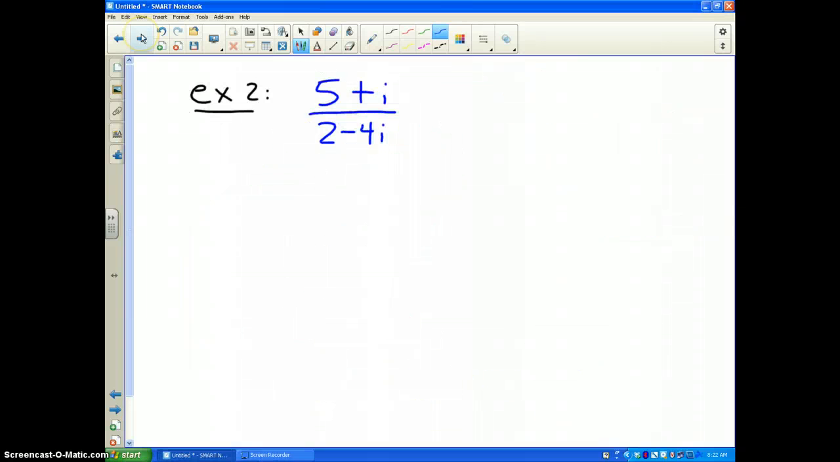Okay, the last example for division. 5 plus i divided by 2 minus 4i. As you just learned in the prior example, you can't have i's in the denominator, so in order to get rid of that, we need to multiply by its conjugate, which would be 2 plus 4i. And we're going to do that on the top and the bottom.